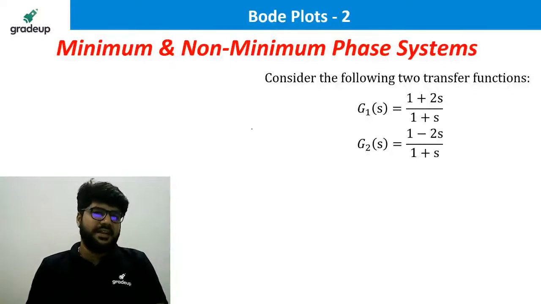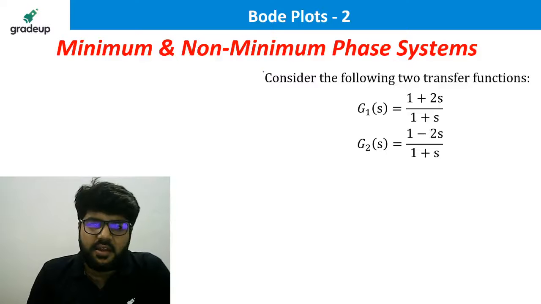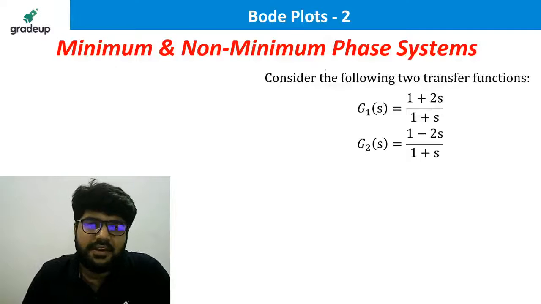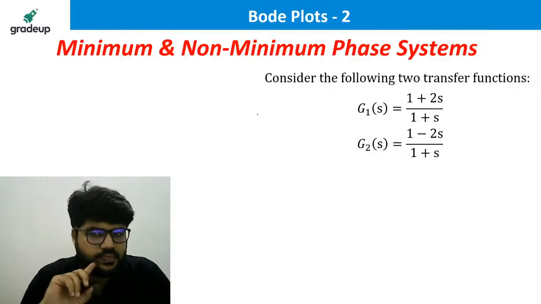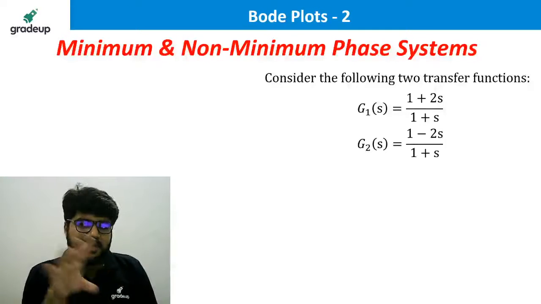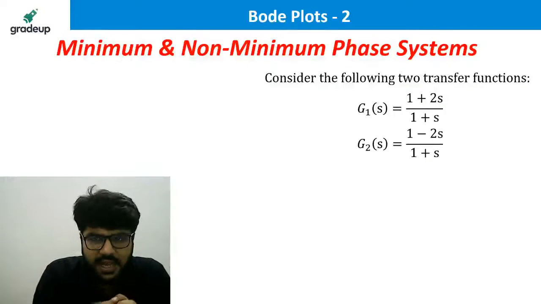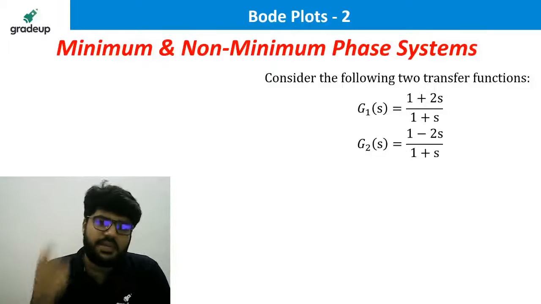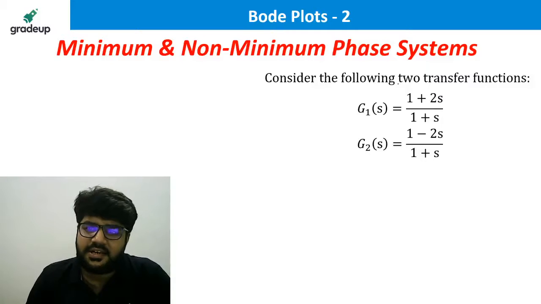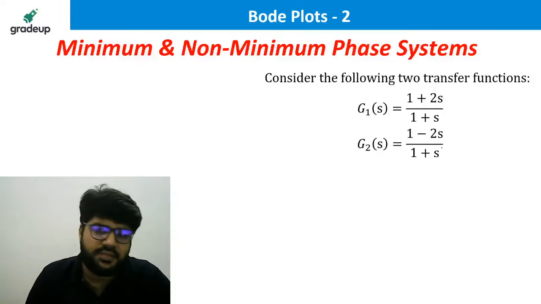Okay guys, now understand the next concept, that is the minimum and non-minimum phase systems. To make you understand the concept, the final conclusion for minimum and non-minimum phase systems is just with respect to the location of poles and zeros. That is very simple. But what is the concept of minimum phase and non-minimum phase? Let us understand the concept first. For that, consider the following two transfer functions: 1 plus 2s upon 1 plus s, and 1 minus 2s upon 1 plus s.